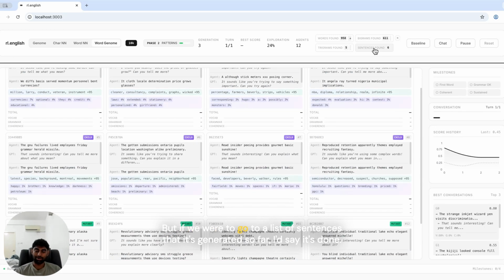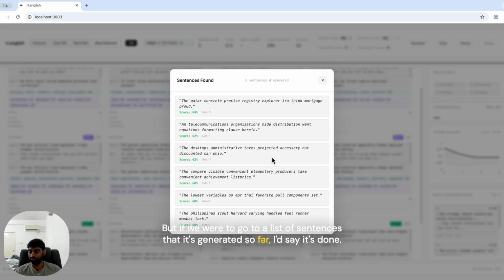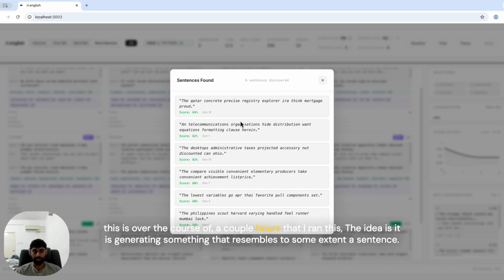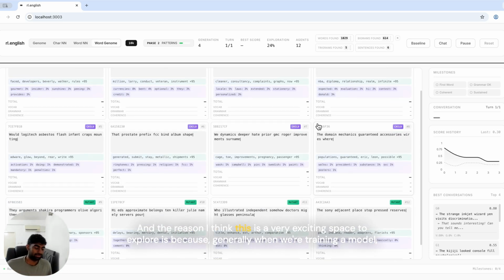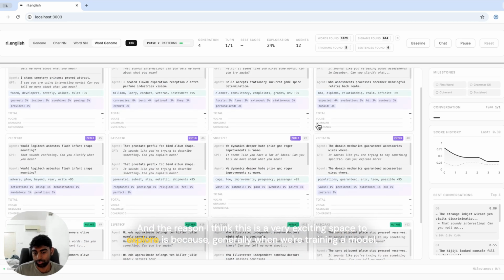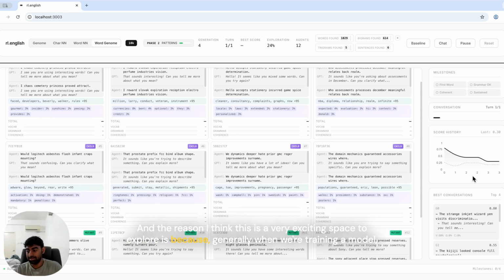But if we were to go to a list of sentences that it's generated so far, I'd say it's done a semi-decent job. This is over the course of a couple hours that I ran this. The idea is it is generating something that resembles, to some extent, a sentence. And the reason I think this is a very exciting space to explore is because generally when we're training a model, we give it a whole lot of neurons and create this very complex mathematical function for it to be able to talk like a human.